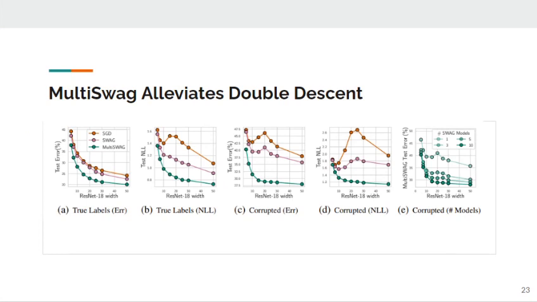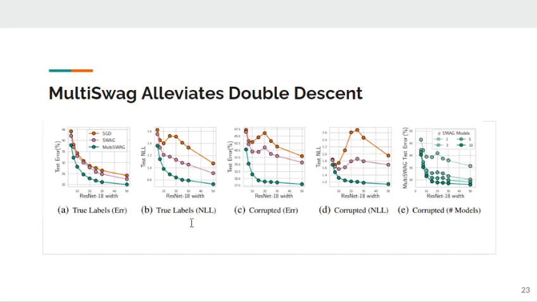Here is a comparison that others presented between SGD, SWAG, and MultiSwag, showing how MultiSwag alleviates the double descent issue through ResNet-18 on CIFAR-100. Section A shows test error with true labels. And we can clearly see how MultiSwag is performing compared to the other ones.